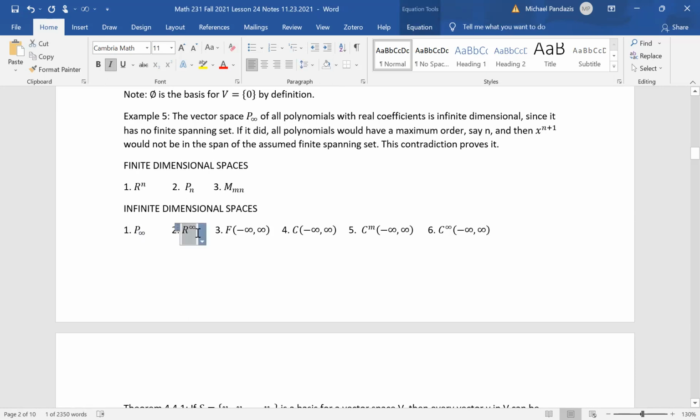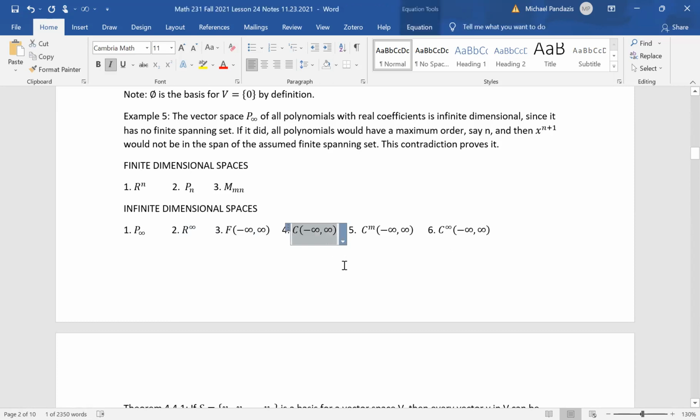Okay, infinite dimensional spaces. P infinity we proved was an infinite dimensional vector space. R infinity is also an infinite dimensional vector space. It's the space of all infinite tuples, all ordered infinite lists, countable infinite lists. Capital F of negative infinity, infinity is the space of all functions on the real line. This is also an infinite dimensional space. It cannot be spanned by a finite spanning set.